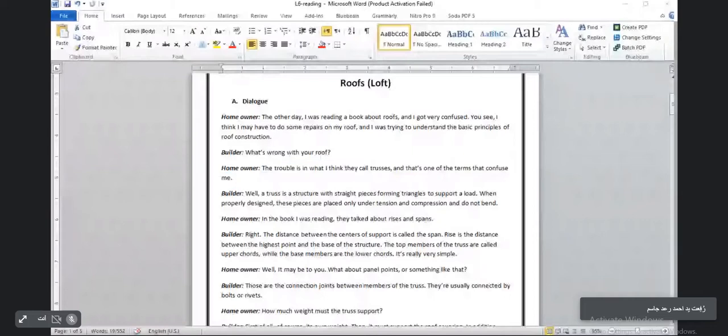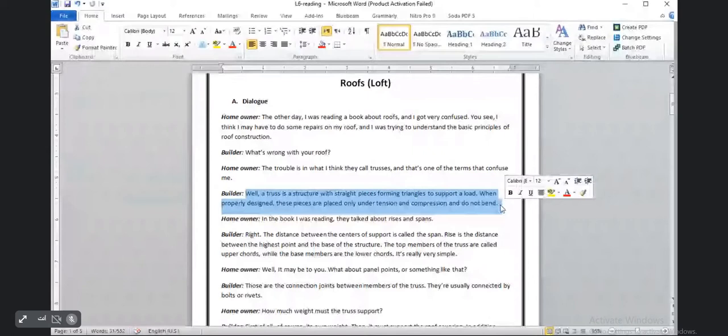Ahmed Ra'ad, could you please read what the builder says? Now, the homeowner said he's got a trouble with the trusses. Now, the builder will try to explain. So, the builder is saying, well, a truss is a structure with straight pieces forming triangles to support a load. When properly designed, these pieces are placed only under tension and compression and do not bend.